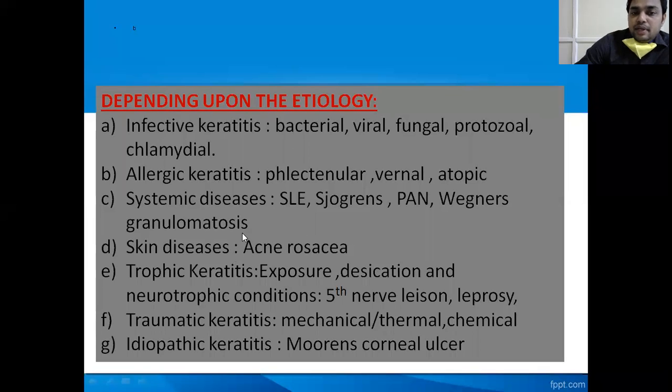And in some systemic diseases, like connective tissue disorders such as SLE, and autoimmune disorders like Sjogren's, polyarteritis nodosa, and Wegener's granulomatosis, we see corneal ulcers. They come under systemic diseases. And in some skin diseases like acne rosacea, we see rosacea keratitis. And some trophic keratitis. Trophic keratitis is where there is damage to the nerve supply.